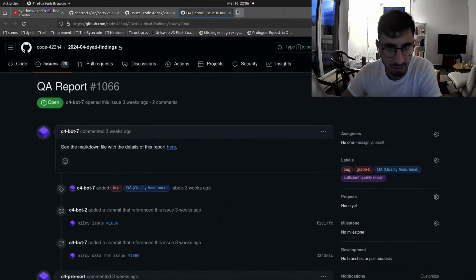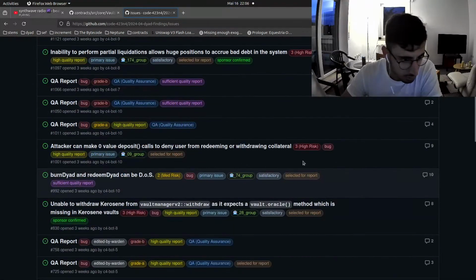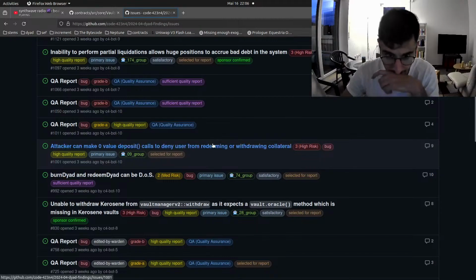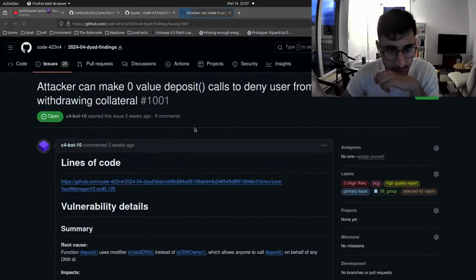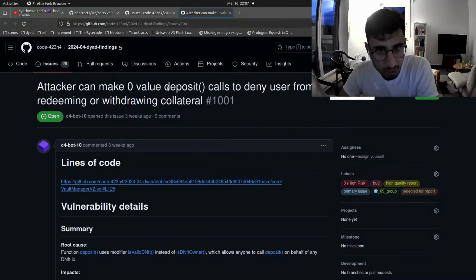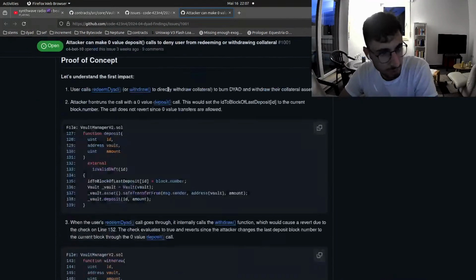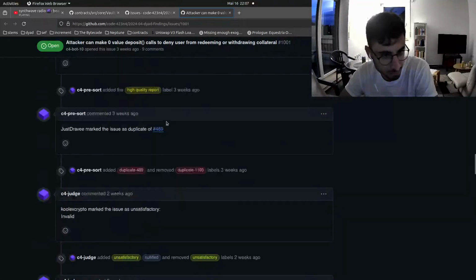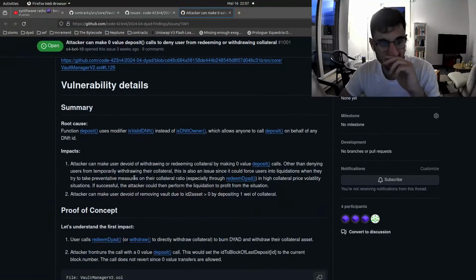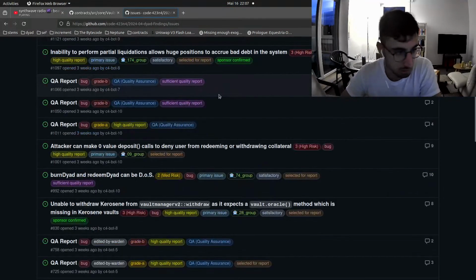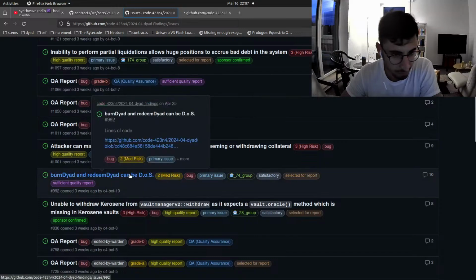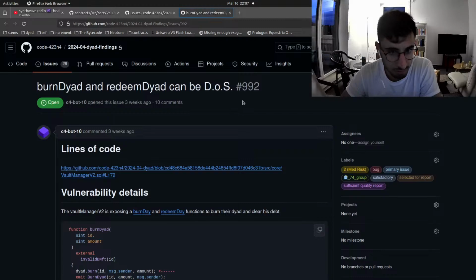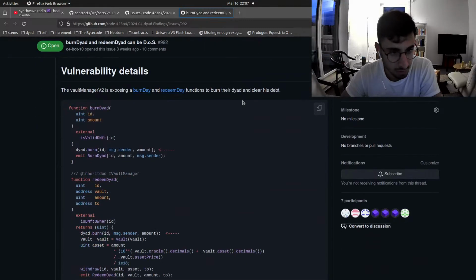Yeah, these are like smaller, nice to have things. Let's concentrate on the bigger issues. A ticker can make zero value deposit calls. Okay, yeah, we had this already. This is the valid find. Burn DYAD and redeem DYAD can be DDoSed. It's exposing a burn DYAD and redeem DYAD.